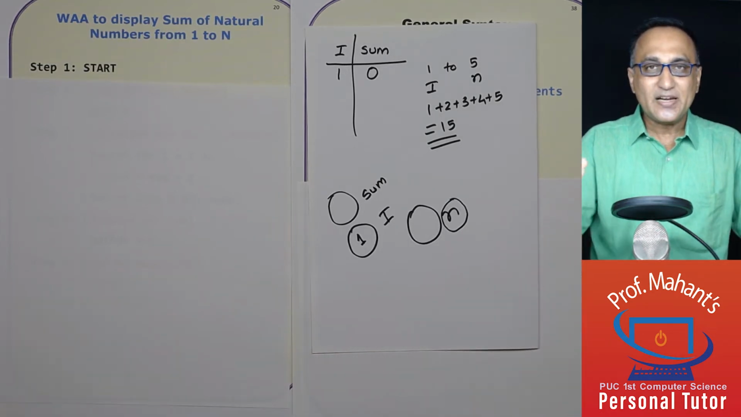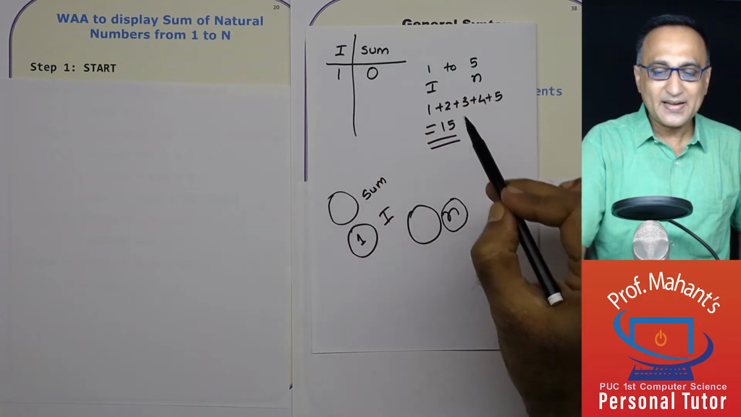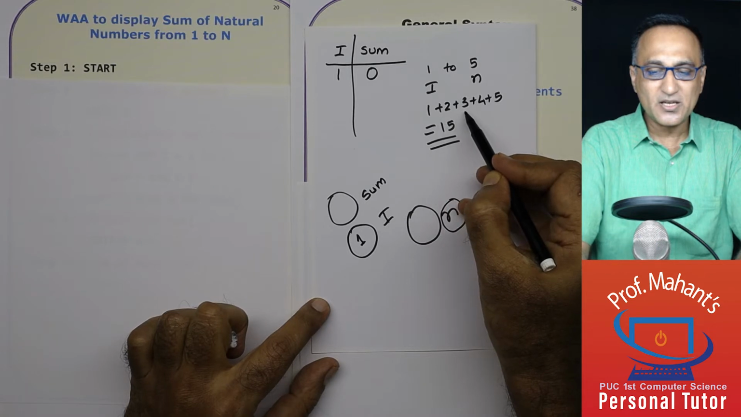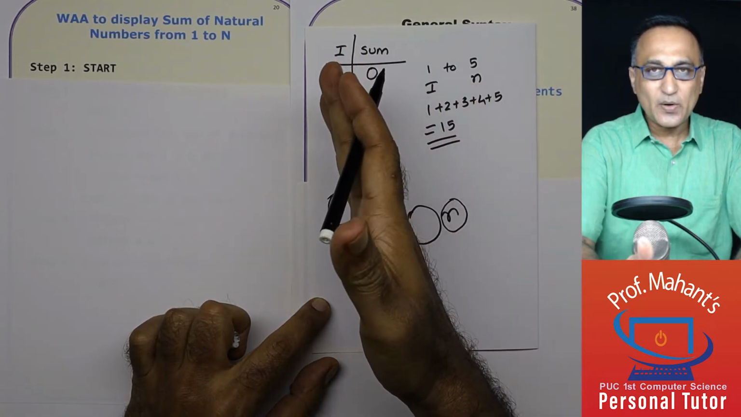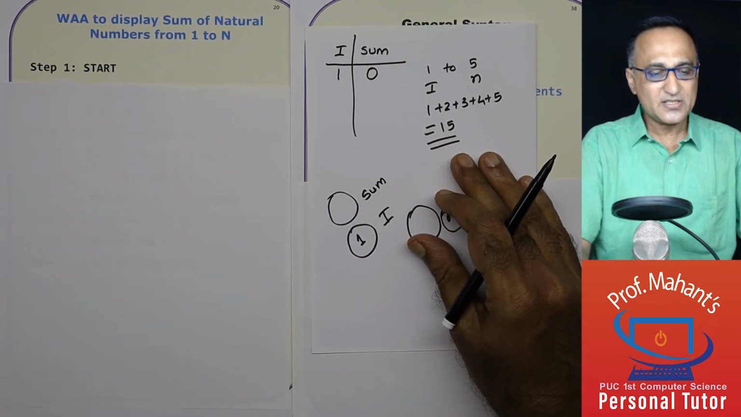Now using the repeat for statement, I can get the value of I, and at each step I is initially 1, I becomes 2, I becomes 3, I becomes 4, I becomes 5 and so on. I can take the value of I and add it to sum. So let's take this first step.